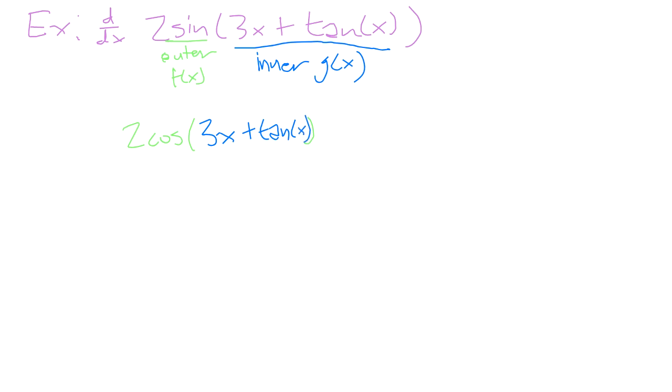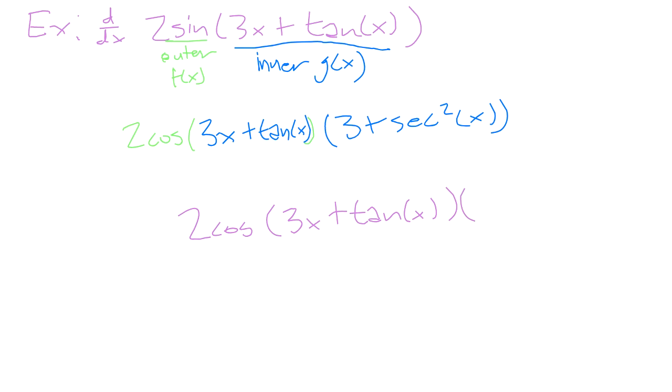Now we can take our derivative of the inside function, which is 3x plus tangent of x, which is going to leave us the derivative of 3x is 3, and the derivative of tangent is secant squared. Therefore, our final answer is going to be 2 cosine of 3x plus tangent of x times 3 plus secant squared of x.